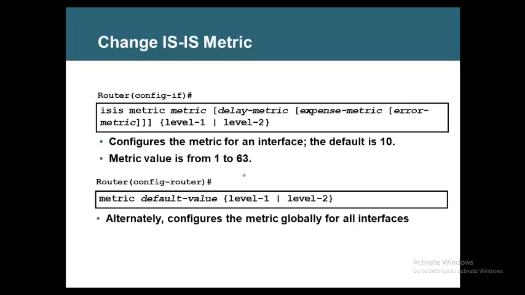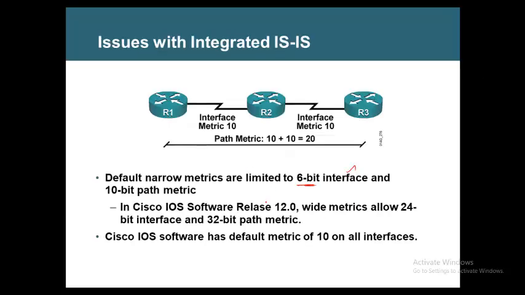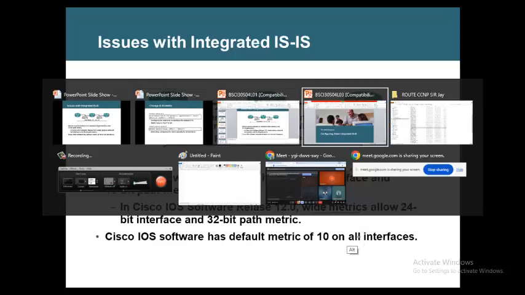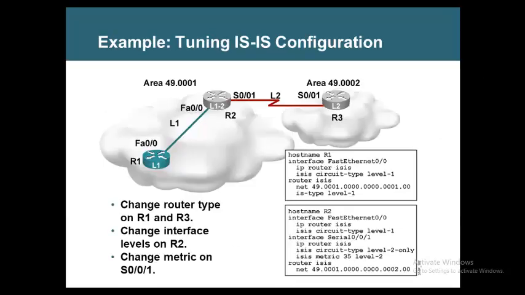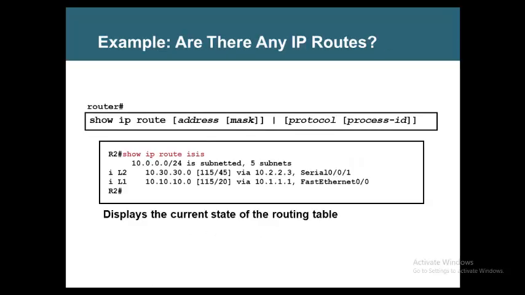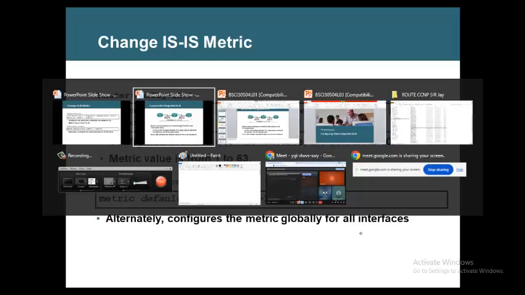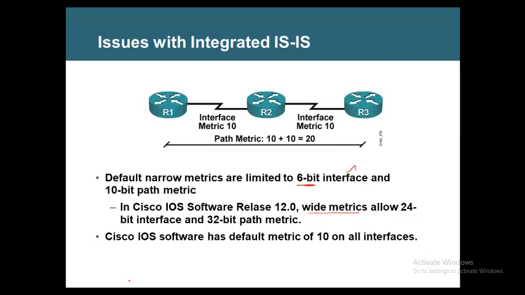But when you go under ISIS and make a change to wide metric, there's a command called metric style wide. Let me try showing you that command. Okay, it may come in the next chapter. But there is a command called metric style wide. When you change to metric style wide, then per interface, you can have a metric of a very big number, up to 24 bit. 2 to the power of 24 is a very big number, more than a million.